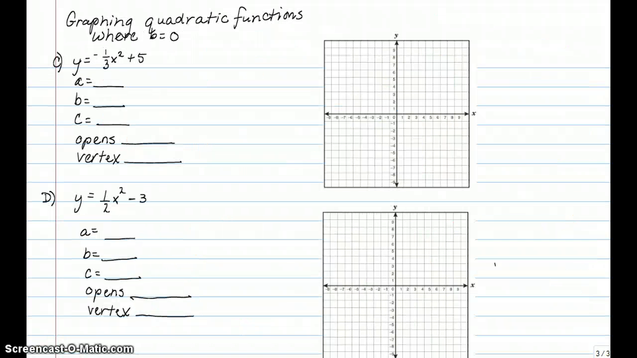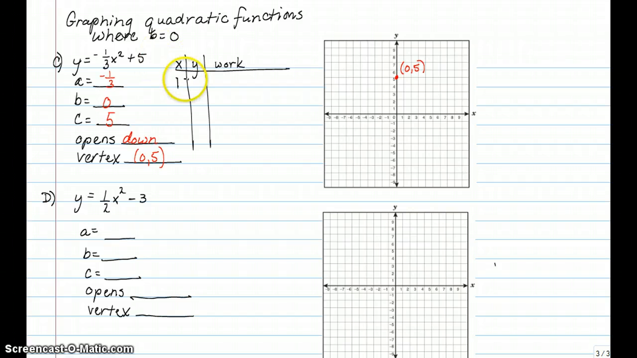Okay, now we're moving on to where you have y equals negative 1/3 x squared plus 5. And what's different here is that your a value is a fraction. So negative 1/3 is your a, your b is still 0, and your c is 5. The vertex is going to be 0, 5. We're going to plot it, and it's going to open down because it's a negative a. So we're going to put our ordered pair up here, 0, 5. And then we're going to do a table of values.